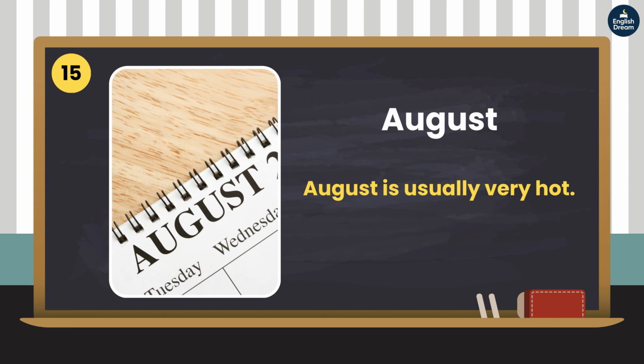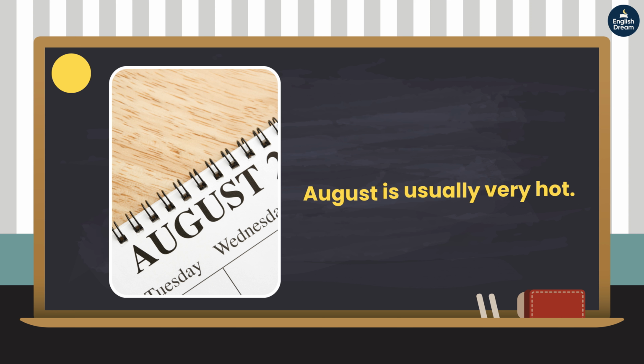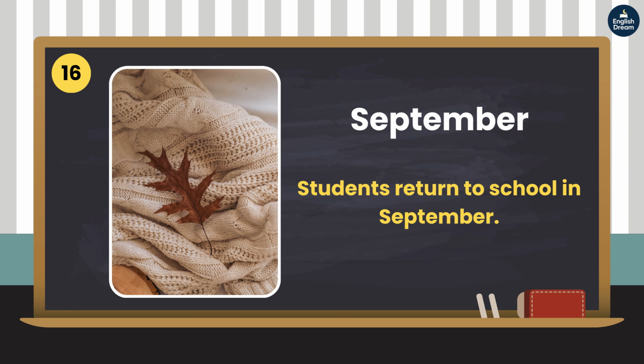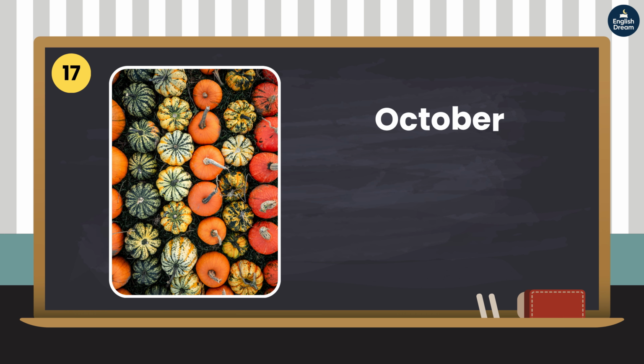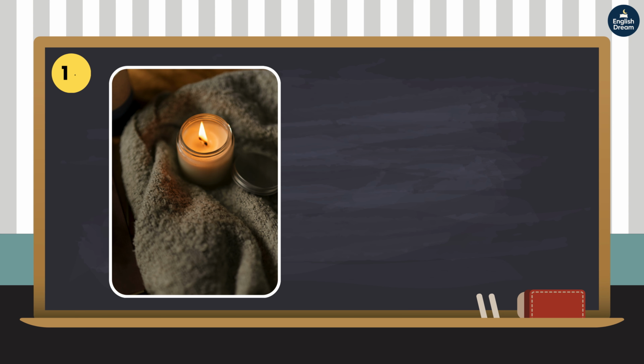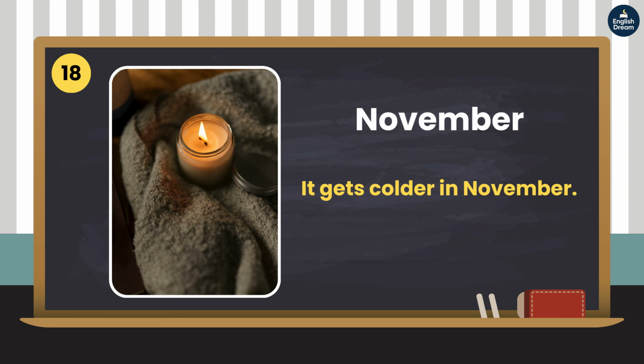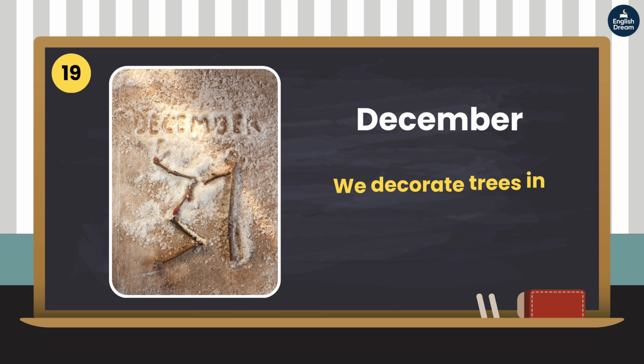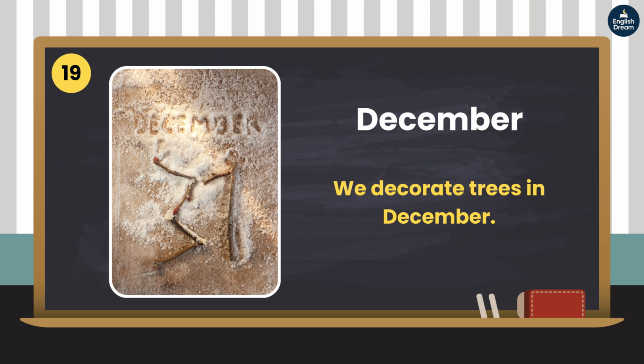August. August is usually very hot. September. Students return to school in September. October. The leaves change color in October. November. It gets colder in November. December. We decorate trees in December.